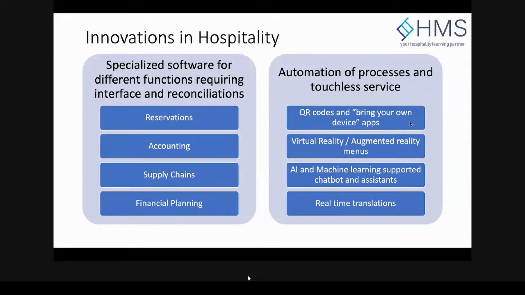You can request the housekeeping service. You can request any items to be delivered to your room. Those are all nowadays handled by chatbots.